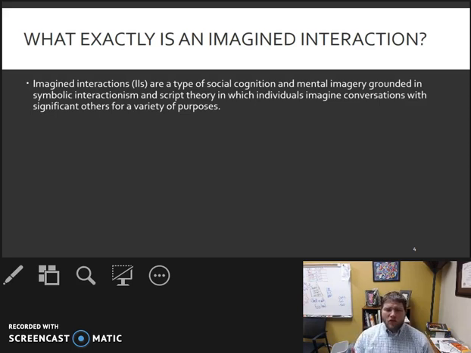So it's a type of social cognition. So it's cognition that happens, right? So cognition means it happens in your head, you're thinking, but it actually deals with the realm of the social, okay? And then mental imagery, that makes sense, okay? The thing that's important really for us is this part, where individuals imagine conversations with significant others for a variety of purposes.